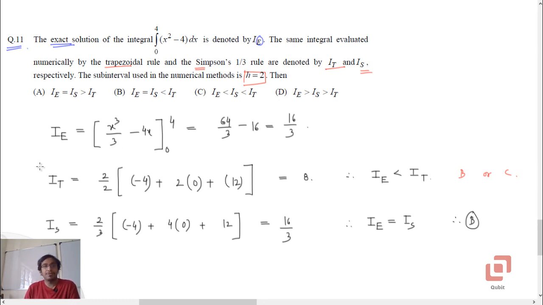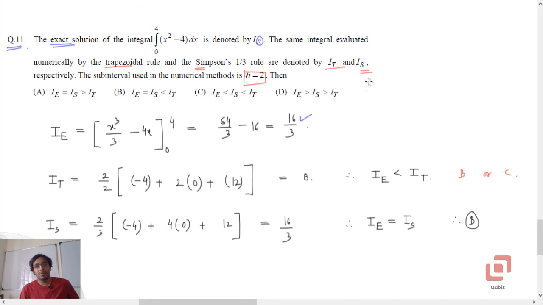So we have no option left but to actually calculate all the 3. Let us go with the exact value. It's pretty simple. x cubed by 3 minus 4x is the integral of x squared minus 4. So 64 by 3 minus 16 minus 0. 16 into 3 is 48, 64 minus 48 is 16. So 16 upon 3 is IE.